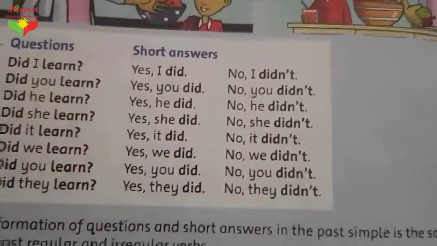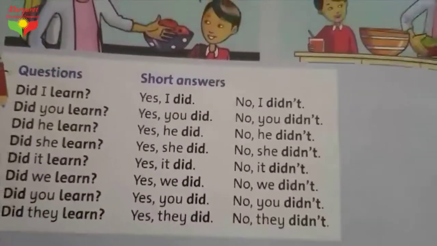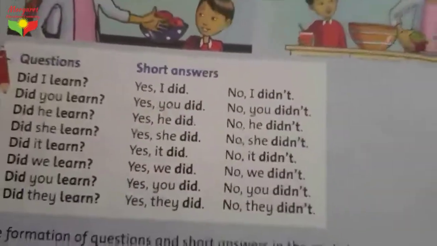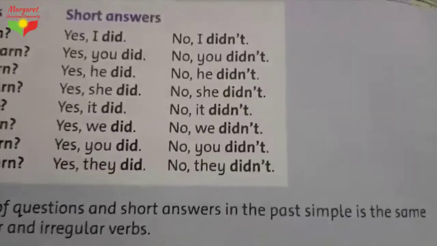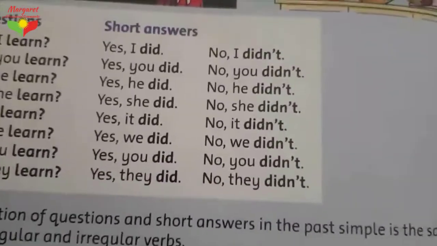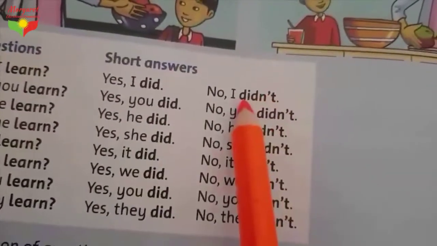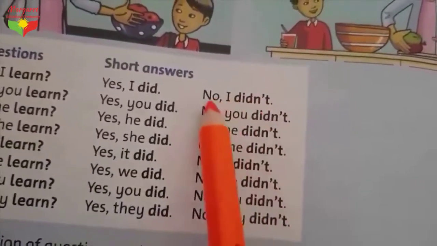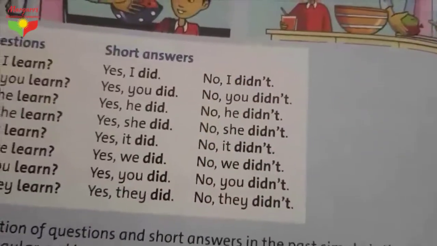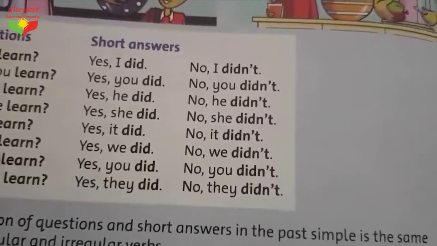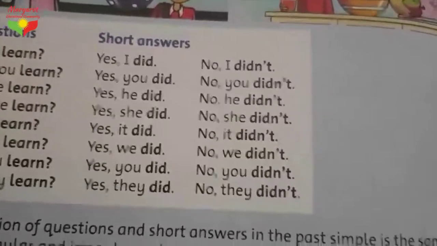Very short answer: yes I did, yes you did, yes he did, yes she did, yes it did, yes we did, yes you did, yes they did, in this way. If you want to answer negatively, you have to say no I didn't, so you have to put not and put it on this auxiliary verb. It will be no I didn't, no you didn't, no he didn't.